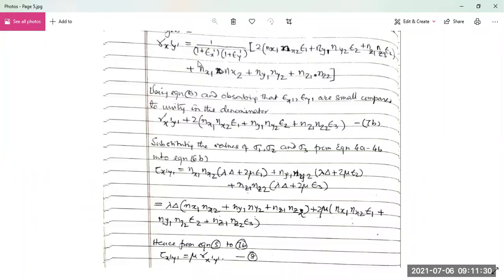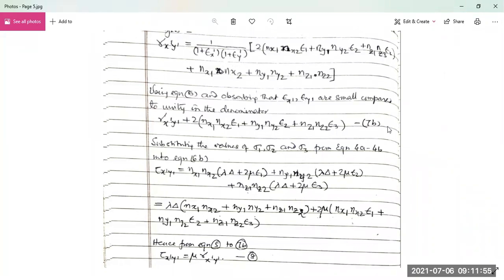So what we are finding from this relation is 1 by (1 plus epsilon x') plus (1 plus epsilon y'). Here we have told that epsilon x' is extremely small in comparison to 1, and epsilon y' is also extremely small in comparison to 1. So we take 1 plus epsilon x' and 1 plus epsilon y' equal to 1 itself.